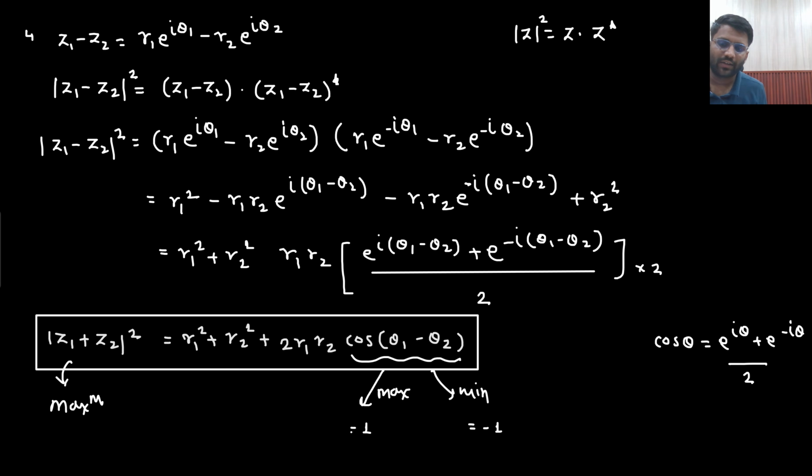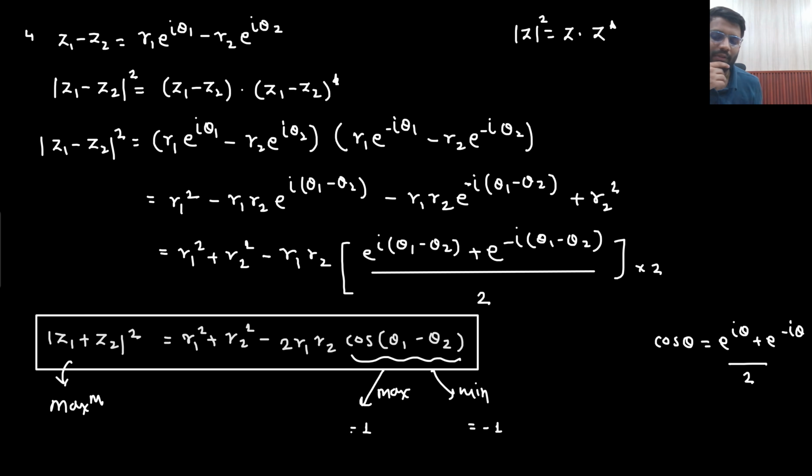I will take the negative sign outside. Basically you will be getting r1 square, r1 r2 e to the power iota theta 1 minus theta 2, r1 r2 e to the power minus iota theta 1 minus theta 2, and r2 square. You take the negative sign outside, and this is the scenario that we are getting.